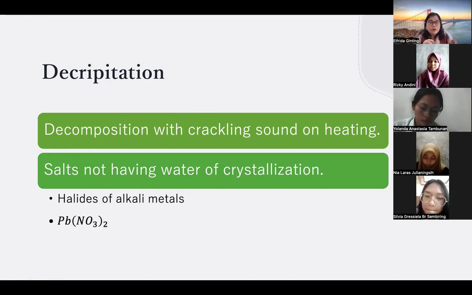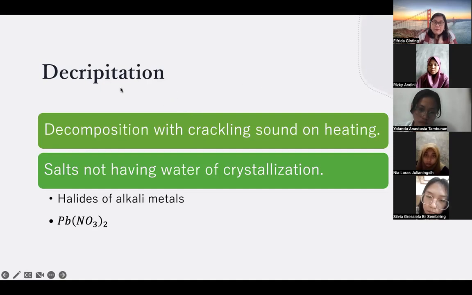Because sometimes you have a salt that contains water of crystallization inside. If you have water of crystallization, like a hygroscopic material, when you heat it, it won't have a crackling sound. But when you have a salt that doesn't have water, like a halide of an alkali metal, you will have a crackling sound when you heat it.